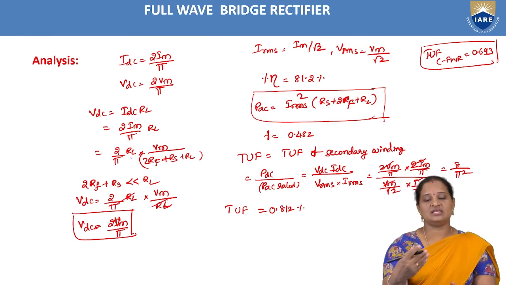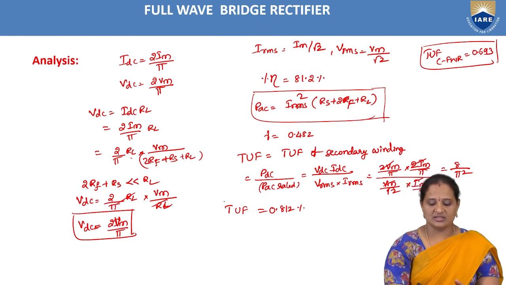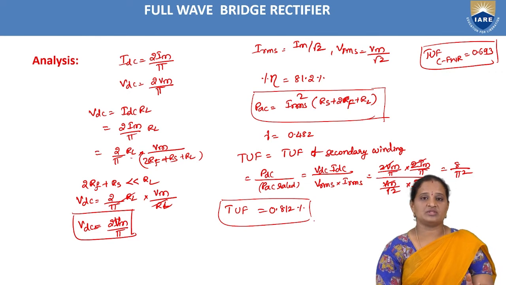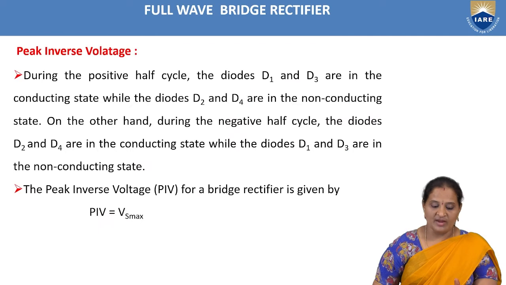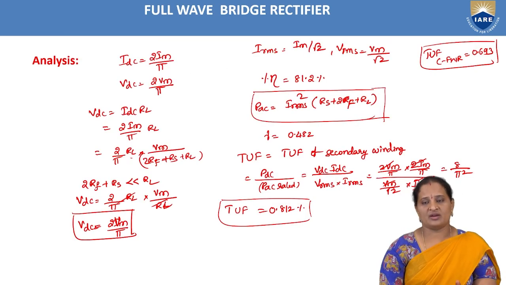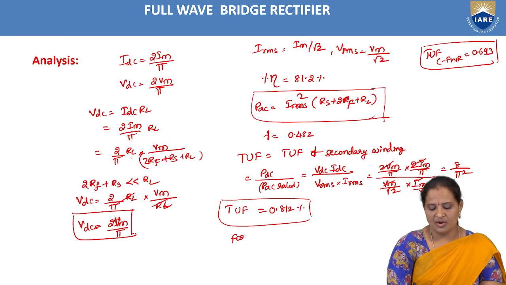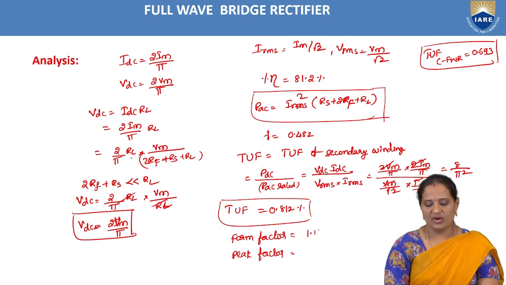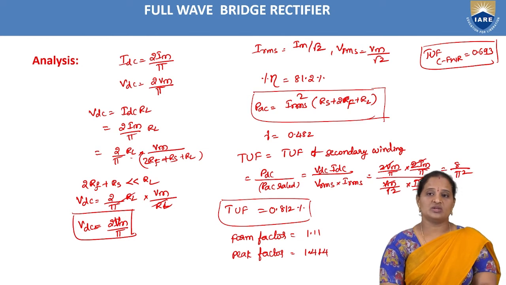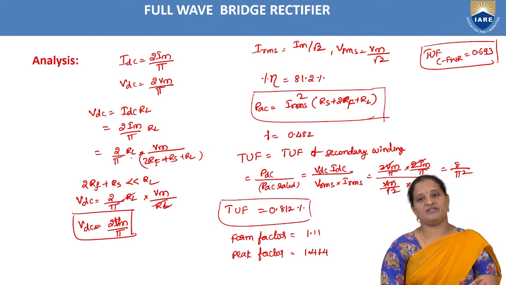So it is improved further. This is the major advantage we can observe in the bridge rectifier over the center tap full wave rectifier. And one more thing, the remaining factors are all the same. Form factor and peak factor are the same: the form factor is 1.11 and the peak factor is 1.414. These are all the same as the center tap full wave rectifier.